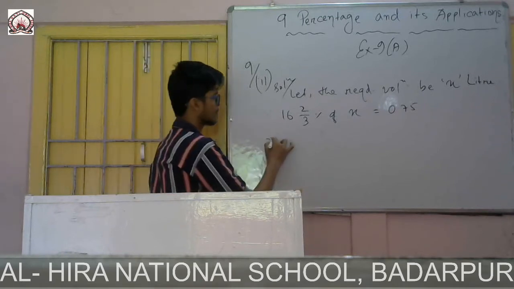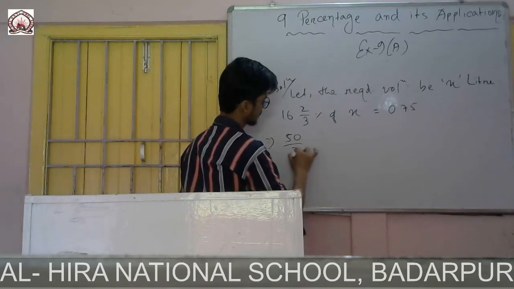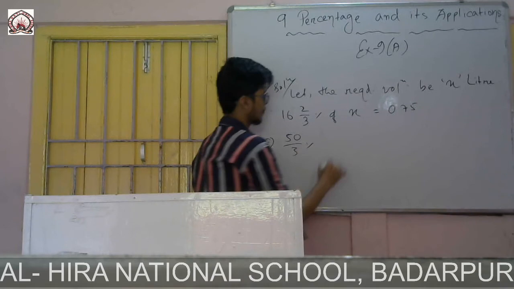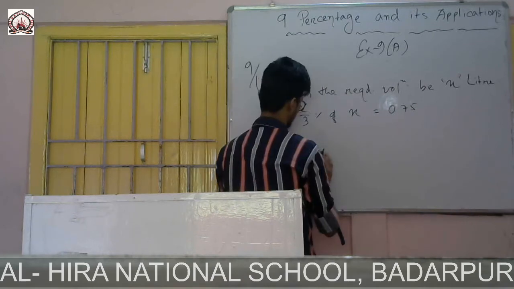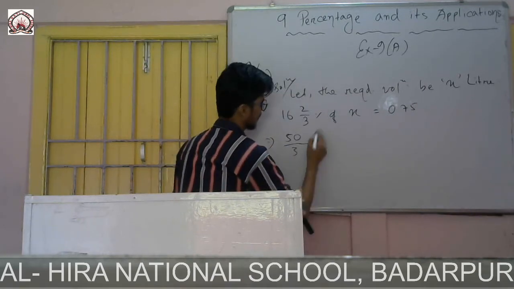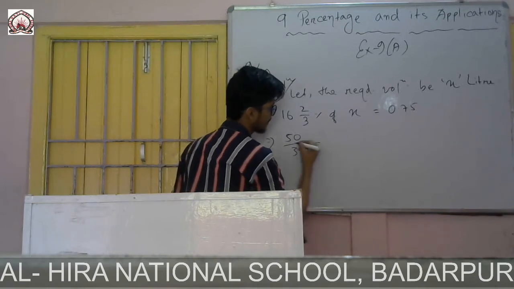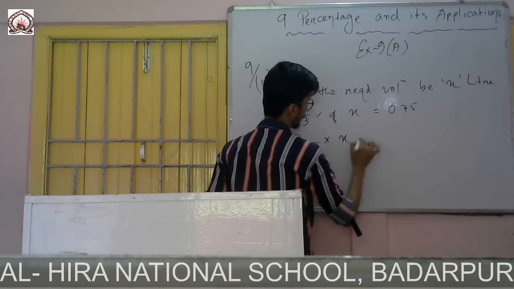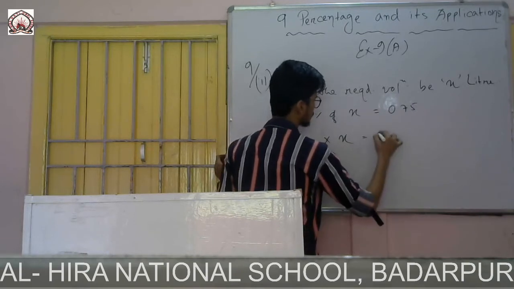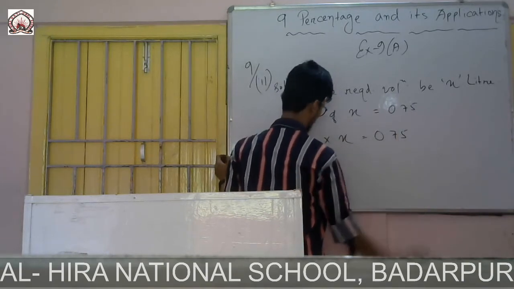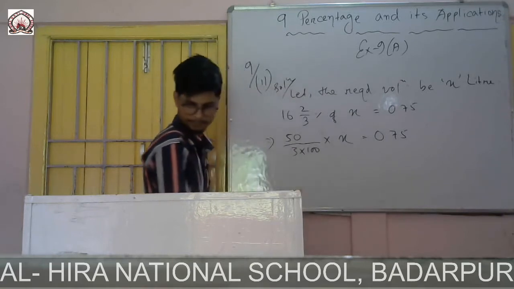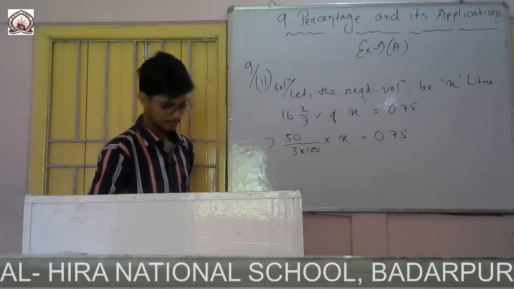So if I convert this one, it will be 50 by 3%. Of means into. With this I will remove this percentage sign, so I will divide it by 100. Of means into, and into x equals 0.75.